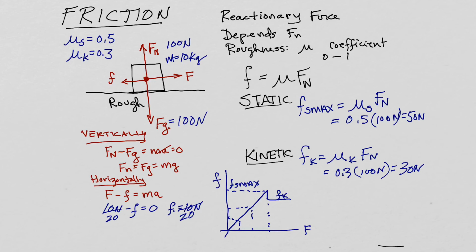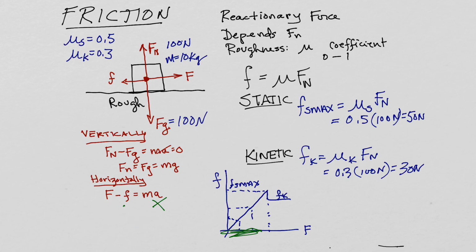So if we take a look at this, let's say my applied force is 30 newtons. Well, that is less than Fs max, so there's no acceleration, and therefore its static friction must equal 30 newtons. Any force that I apply that's less than 50 newtons, the object would not move, and in this case the friction would be equal to the applied force.